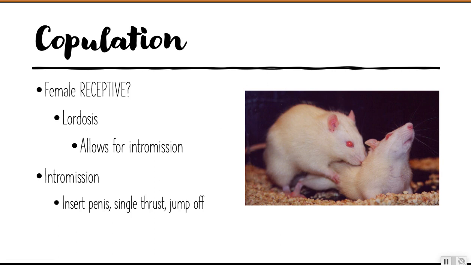Intromission, of course, is when the male inserts the penis. He does a single thrust and then he jumps off. This is again how rats do it. So he's going to insert, thrust, jump off, and there are going to be multiple instances of this before the male is able to ejaculate.